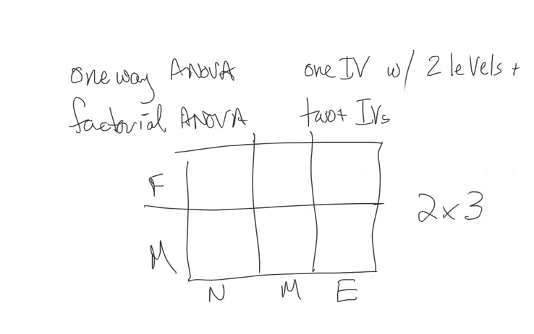We have 2, and this is not an X, it's a times sign, 3, so equals 6 cells. 1, 2, 3, 4, 5, 6. Females who are novices, females who are moderates, females who are experienced, males who are novice, males who are moderate, males who are experienced. You get the point. That is a factorial ANOVA, two plus IVs.